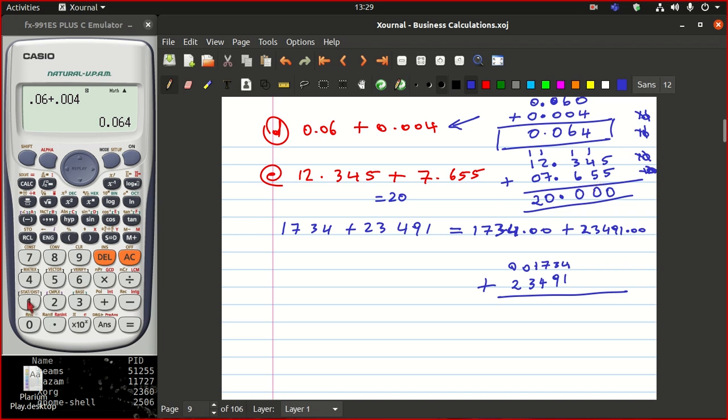Or you can just try and check it here, which is 12.345 plus 7.655. We have a point there. So this is a 20 like we got it here. So 20.00 is still the same as just a 20.